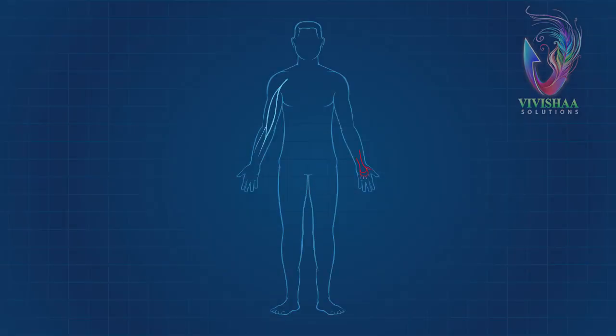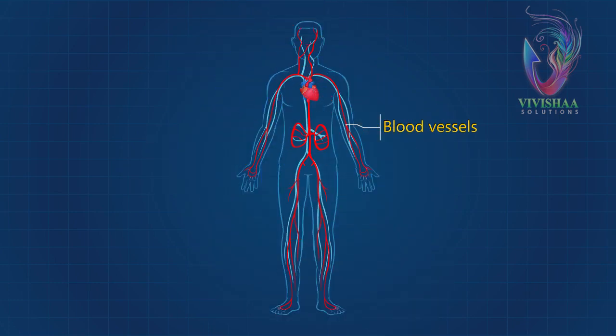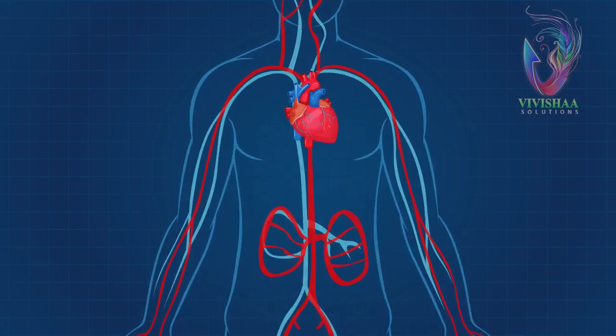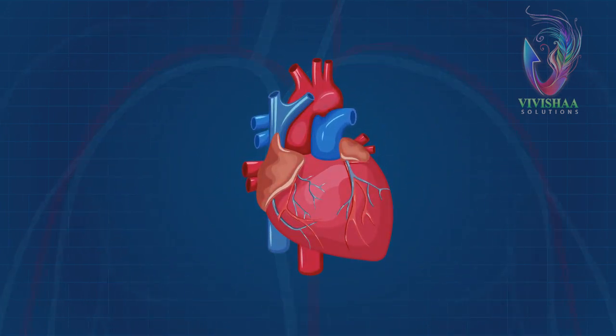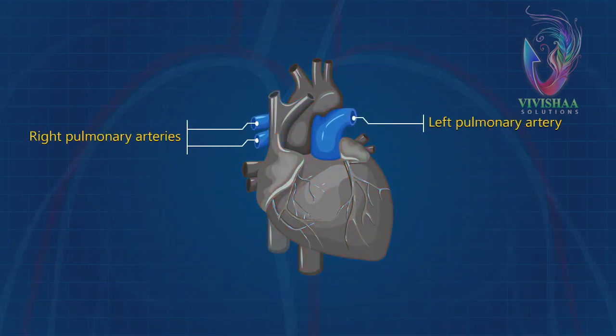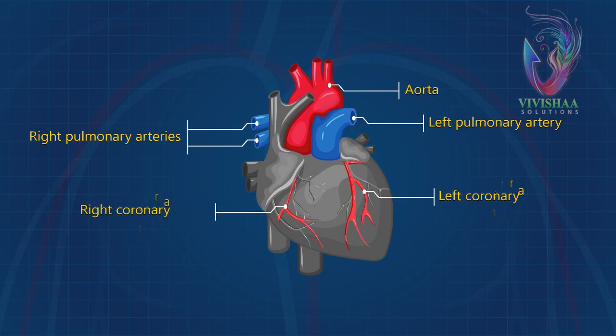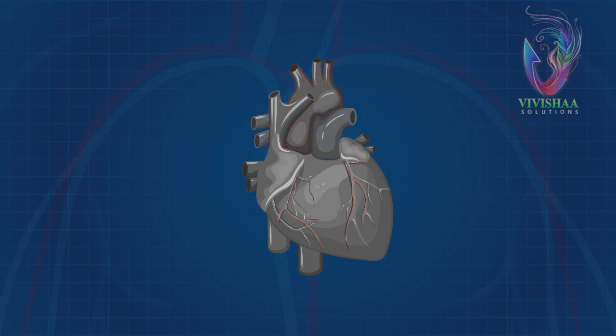Let us now study about the blood vessels associated with the heart. Main blood vessels which leave the heart are pulmonary arteries, aorta, and coronary arteries. Similarly, the blood vessels which enter the heart are anterior vena cava and the posterior vena cava.